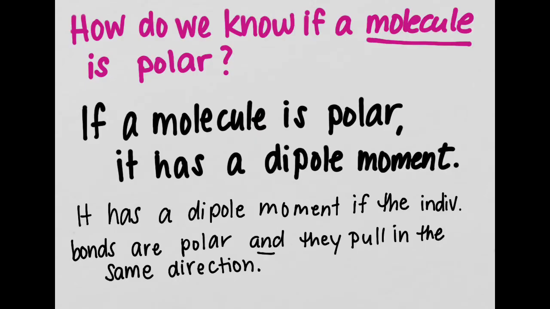So here's a quick little review. How do we know if a molecule is polar? A molecule is polar if it has a dipole moment. It has a dipole moment if the individual bonds are polar and they pull in the same direction.